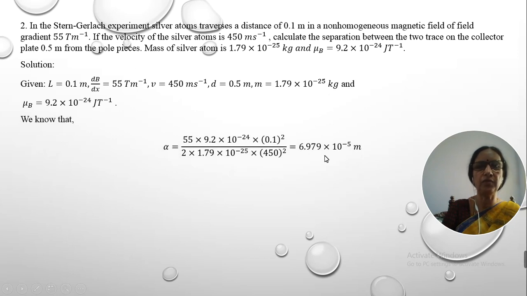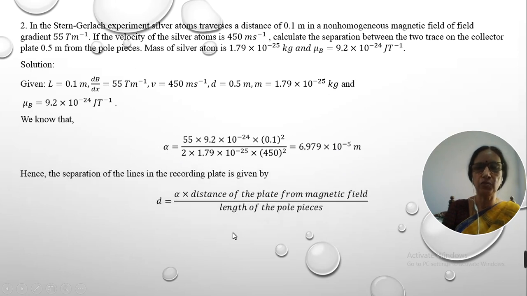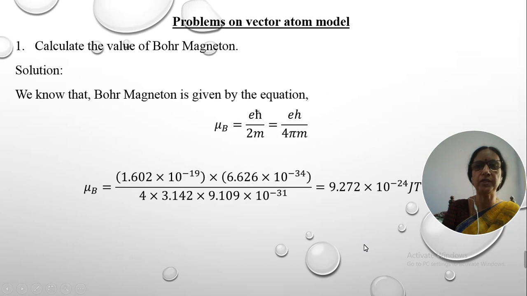First you calculate the alpha value. The formula is half dB by dx, the same formula as in the previous one, half dB by dx into mu by m into L square by V square. So if we do this calculation, now we have to calculate this deviation at 0.5 meter. Same formula. Okay, so the answer comes out to be 3.489 into 10 raised to minus 4 meter.